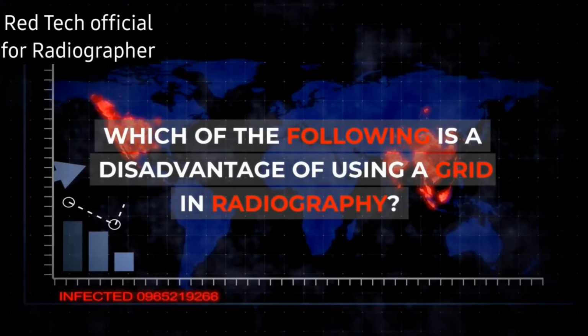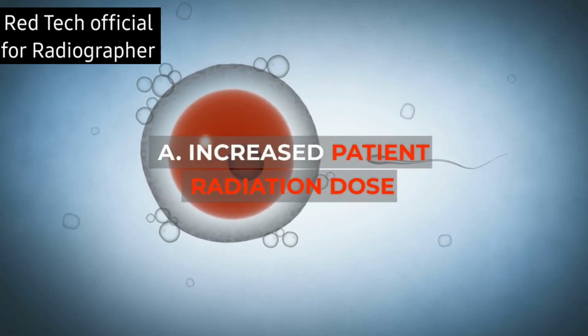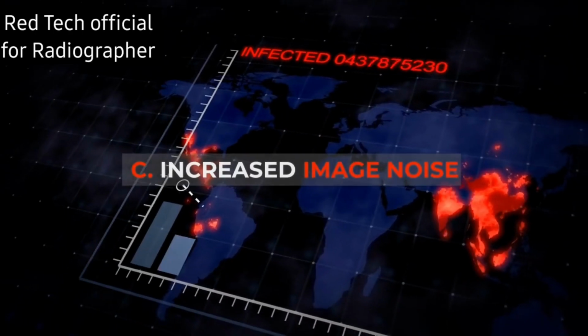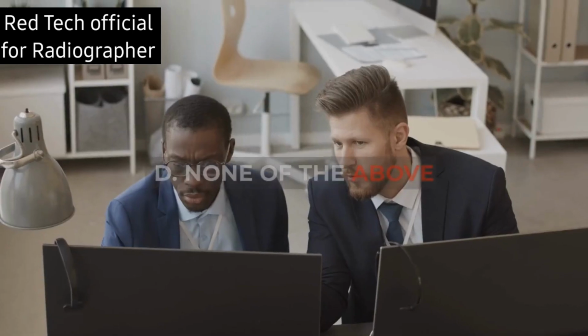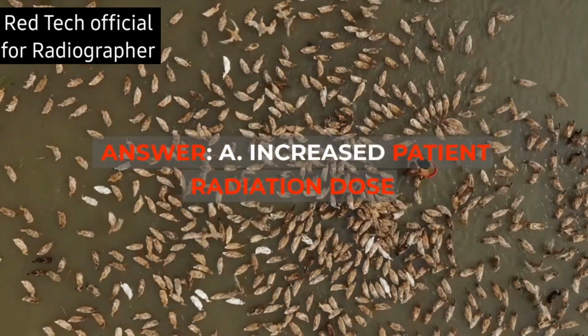6. Which of the following is a disadvantage of using a grid in radiography? A. Increased patient radiation dose. B. Increased image contrast. C. Increased image noise. D. None of the above. Answer: A. Increased patient radiation dose.